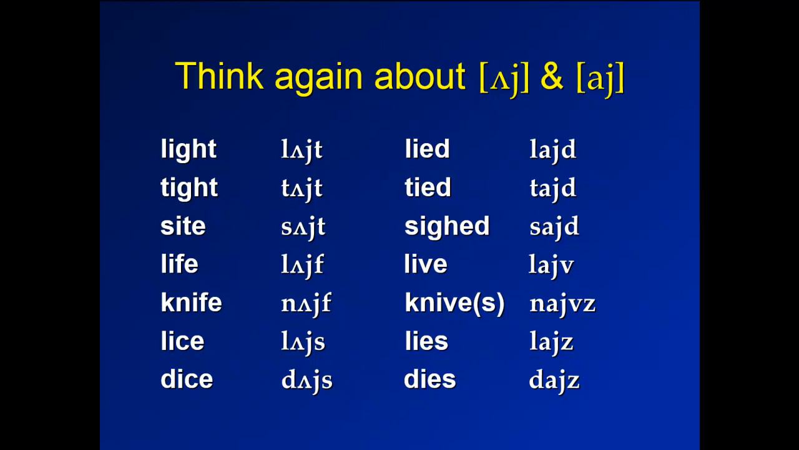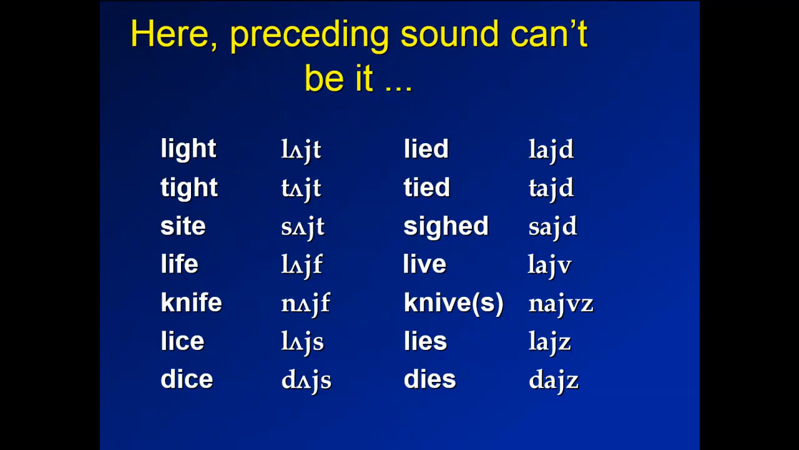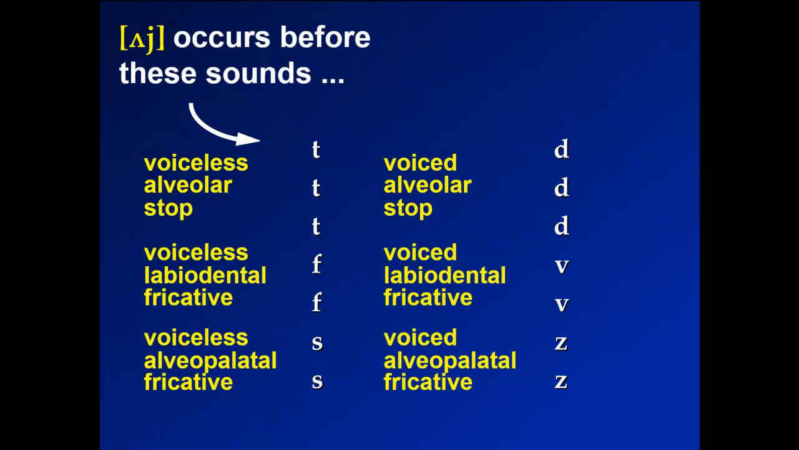Now, you remember we made a difference between the 2 pronunciations according to the phonetic environment where this diphthong is found. Sounds are influenced by their environment. So look at what sounds are around the ones you are interested in. Environment means the surrounding sounds. Look here, we need just to go directly to the result because we already considered this example. In cases where one variant is pronounced, the following sound is voiceless. But when it is the other one, we find that the sounds after it are all of them voiced.